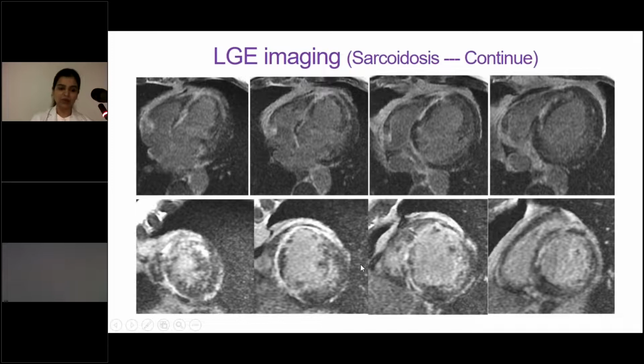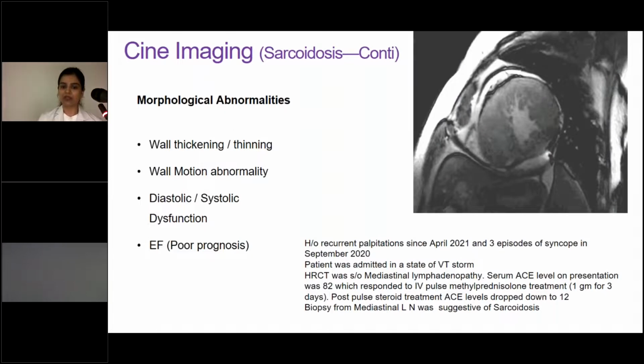These are the short axis views of the same patient, again demonstrating abnormal patchy areas of enhancement along the mid wall of the interventricular septum and extension of enhancement along the subepicardial surface, along the anterolateral and the inferolateral walls of the left ventricle. So based on these findings, the possibility of cardiac sarcoidosis was considered on cardiac MRI. Further, HRCT of the chest was performed, which suggested mediastinal lymphadenopathy. At the time of presentation, serum ACE levels of the patient were raised, which subsided following IV pulse methylprednisolone treatment, and subsequently, biopsy from the mediastinal lymph nodes suggested sarcoidosis.